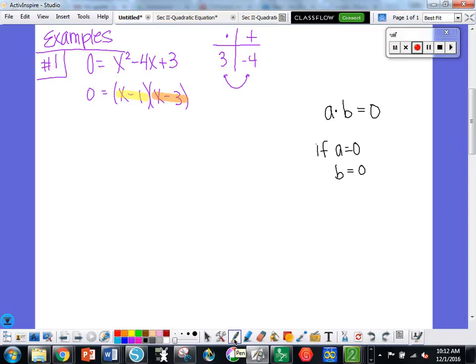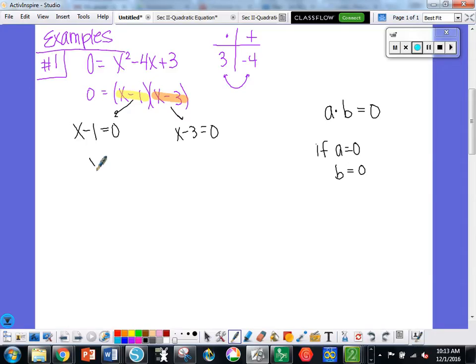So if I want this entire thing to be 0, either this has to be 0, or that has to be 0. Is that okay? So if I want this entire function to be 0, either the first factor would have to be 0, because 0 times something would be 0, right? Or if the second factor was 0, then something times 0 would still be my 0, right? All right, so let's solve them independently.